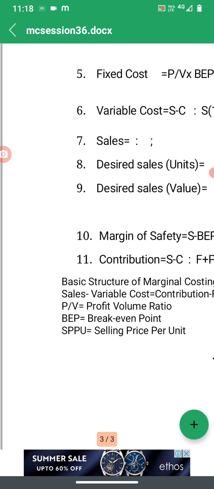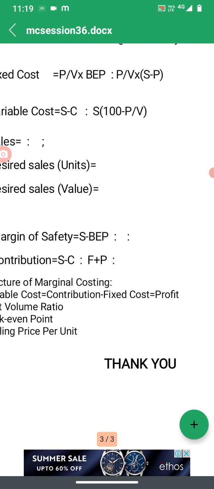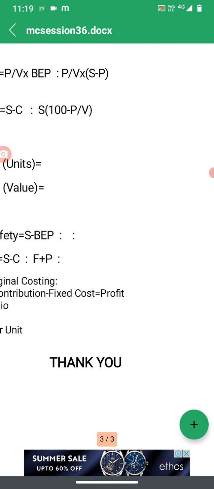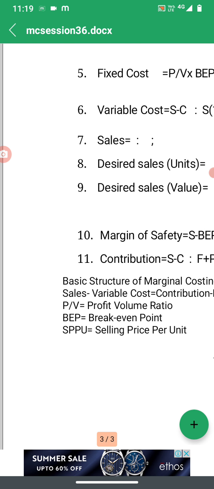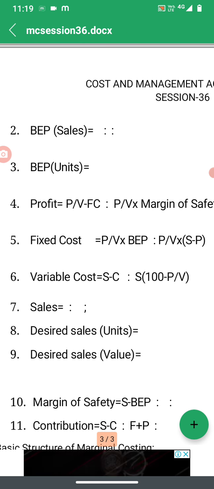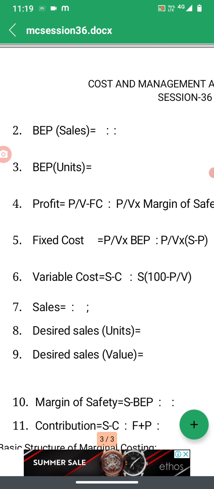So dear friends, here are some of the formulas which we have discussed. Remember, always remember, the basic structure of marginal costing is sales minus variable cost is equal to contribution, minus fixed cost is profit. PV ratio is profit volume ratio, BEP is break even point. So BEP in sales, how do we calculate? Fixed cost divided by PV ratio. BEP in units is fixed cost divided by contribution per unit.